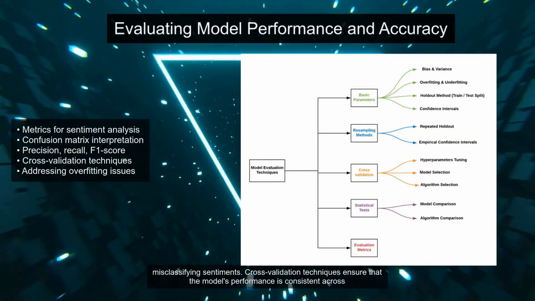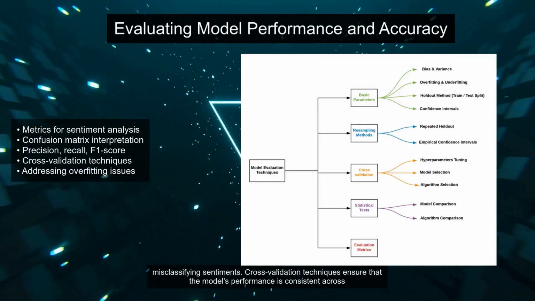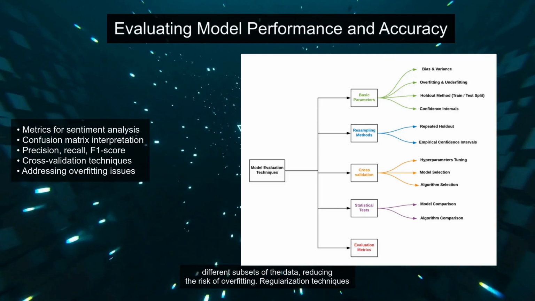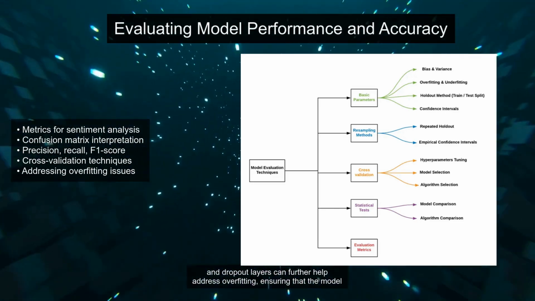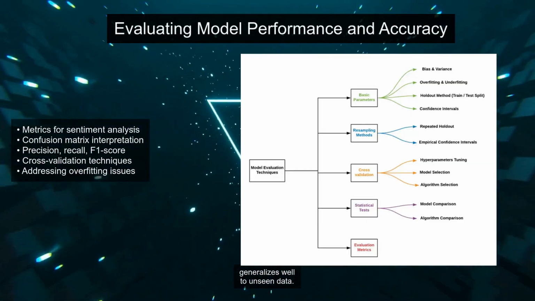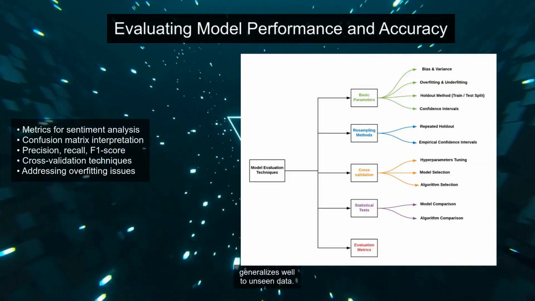Cross-validation techniques ensure that the model's performance is consistent across different subsets of the data, reducing the risk of overfitting. Regularization techniques and dropout layers can further help address overfitting, ensuring that the model generalizes well to unseen data.